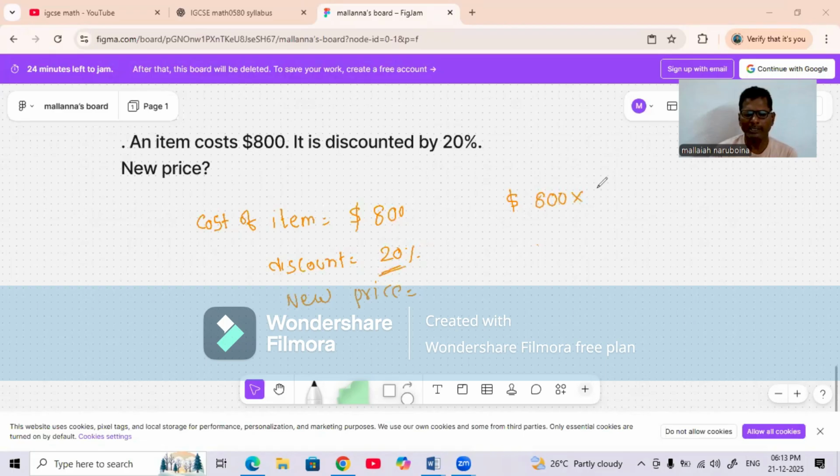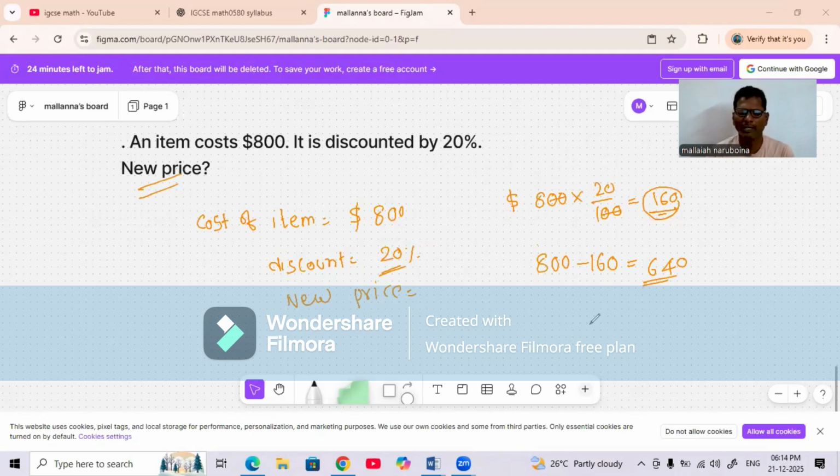Find 20% value in that. 2 zeros get cancelled. 8 2s are 16. So 160. This money has to be deducted from this 800. So subtract 160 from 800. We will get 640. This will be the new price.